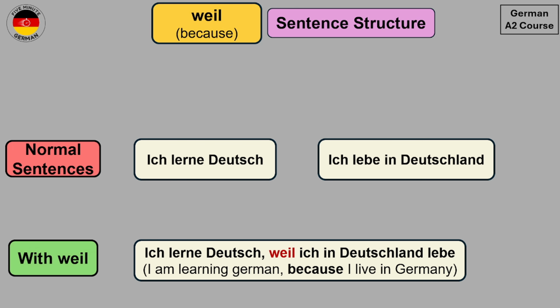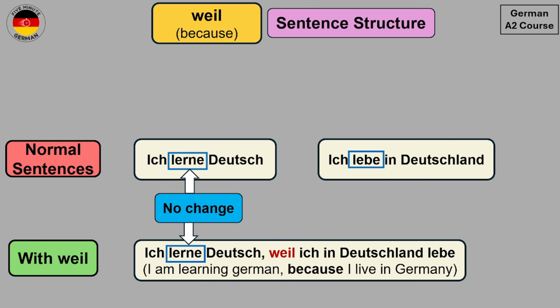Now if you take a look at this sentence, you see that the first part of the sentence has no change and we use it as it is. Now if we take a look at the second sentence, which is Ich lebe in Deutschland, you see that in the original sentence, the verb was also at second position.